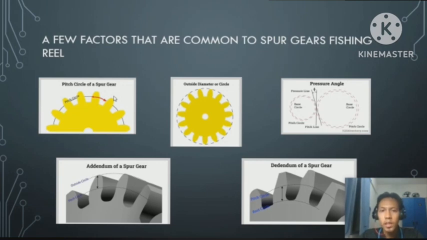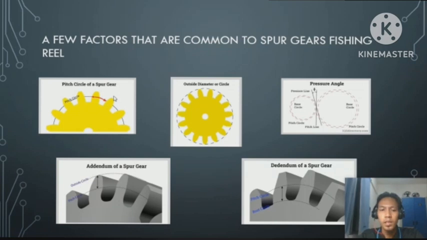Next is the outside diameter or circle. The circle at the outer tips of the teeth is the outside diameter. And next is the pressure angle. Pressure angle is the angle between the pitch line and the pressure line, where the pressure line is tangent to the pitch point and is normal to the tooth surface.